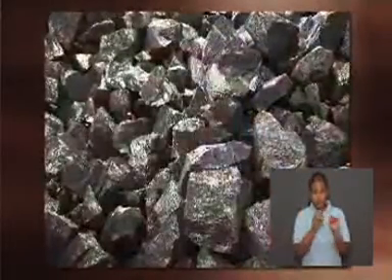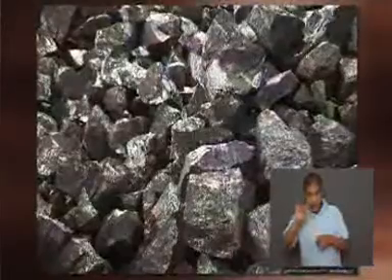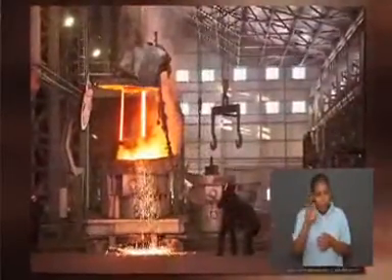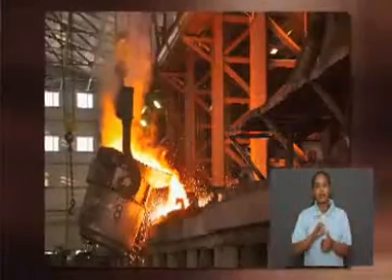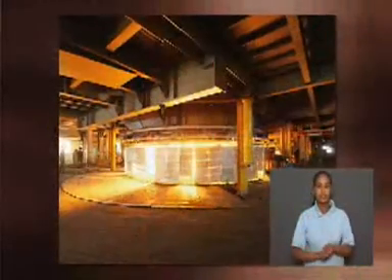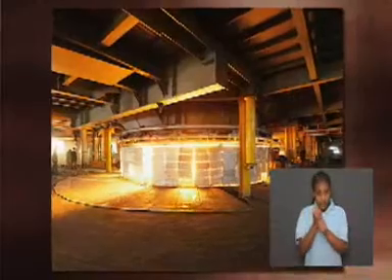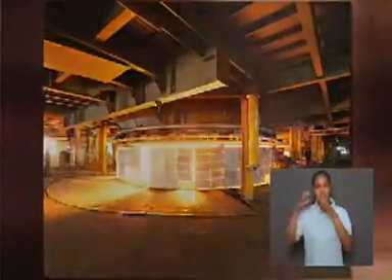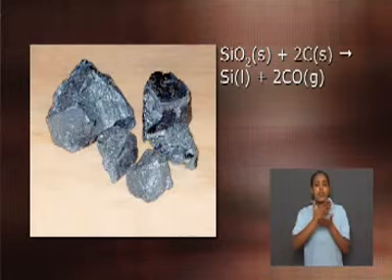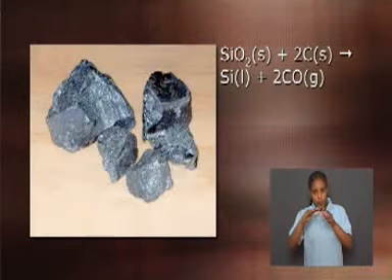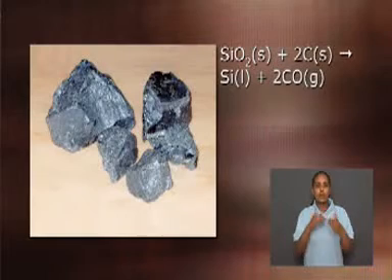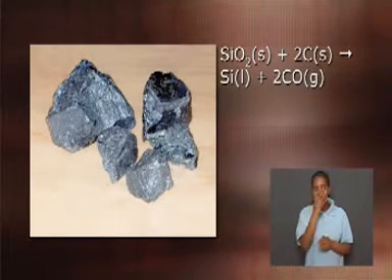In order to extract silicon from these compounds, the silica must first be heated with coke to about 3,000 degrees Celsius. This is done in an electric furnace. The molten silicon is removed from the bottom of the furnace and cooled. This process produces a shiny blue-gray solid.